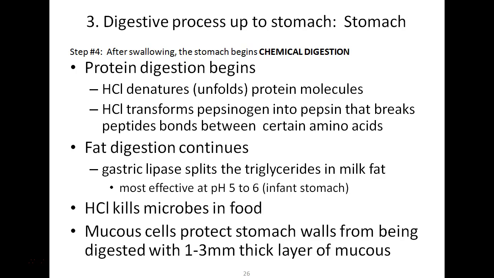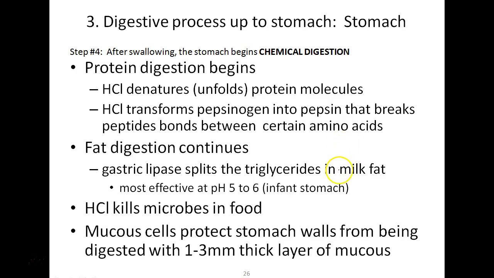And then in addition to mechanical digestion in the stomach, we have chemical digestion. Hydrochloric acid is going to denature, that is, unfold those protein molecules. And as we said earlier, hydrochloric acid is going to transform pepsinogen into a substance called pepsin. And pepsin is going to be able to break down peptide bonds between certain amino acids. In other words, we're taking protein and breaking it down into individual building blocks. In addition, we're going to have fat digestion continuing. We have an enzyme called gastric lipase that's going to split triglycerides into milk fat.